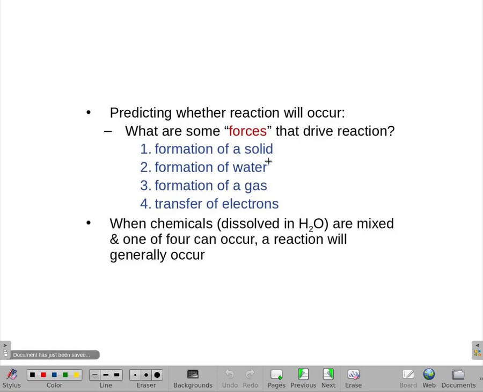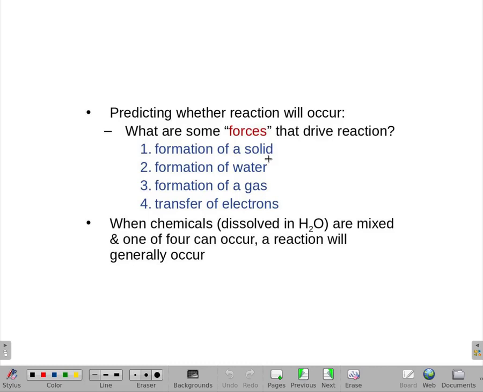Now that precipitation is going to vary. Sometimes it's definitely a precipitate, looks like sand forming, it's going to fall down. Sometimes it might just look like it clouds up. So there's various different solids, various different colors, but we'll get a chance to see what all that is.